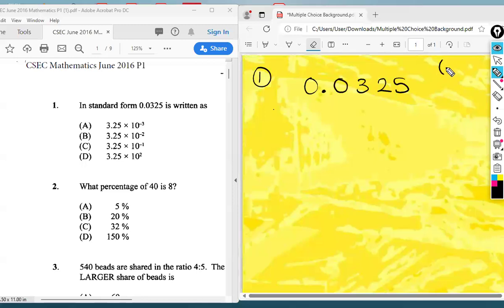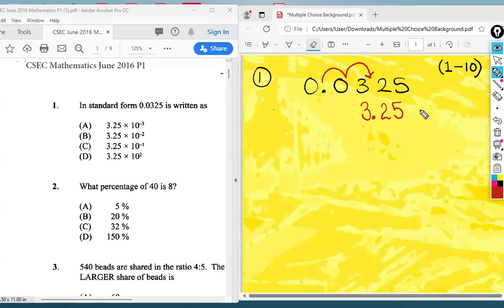So let's put it here. Whatever the value is, it has to be between 1 to 10. And this value here is clearly smaller than 1. Now, the only way to get this between 1 and 10 is to move the decimal point how many places? 1, 2 spaces to the right. Now, if we do that, and the decimal point goes in between the 3 and the 2, you get 3.25. That value is in between 1 and 10.